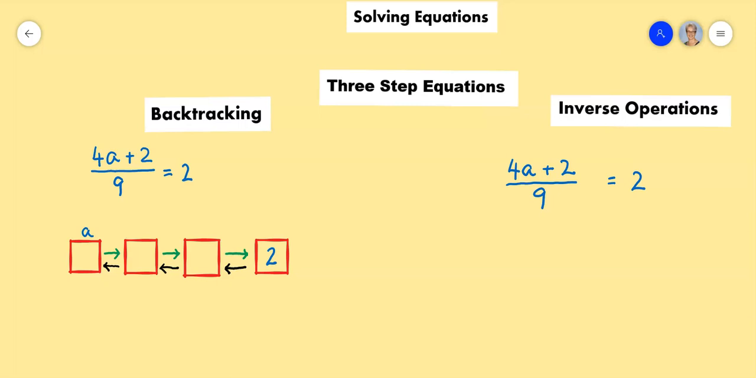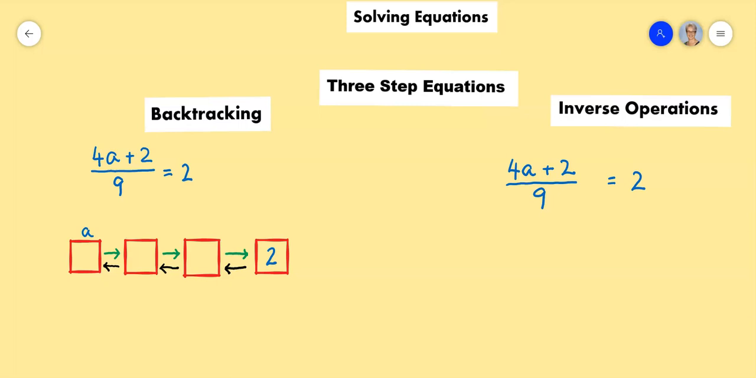Here we have our first equation, and once again, we need to look carefully and see what operations are being performed on our unknown variable, and in what order they are being performed.